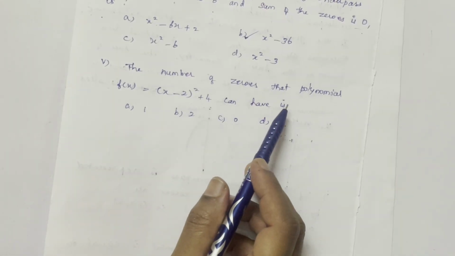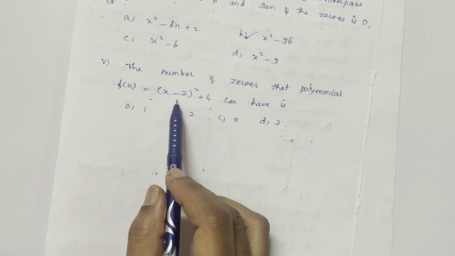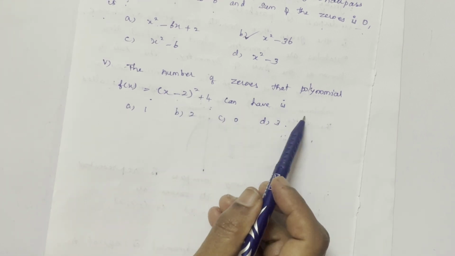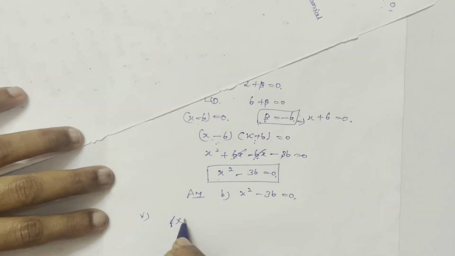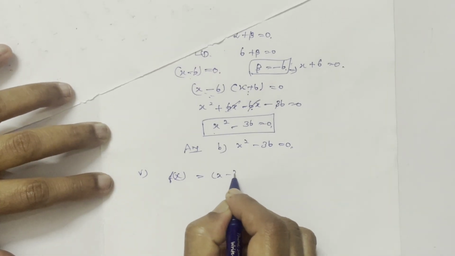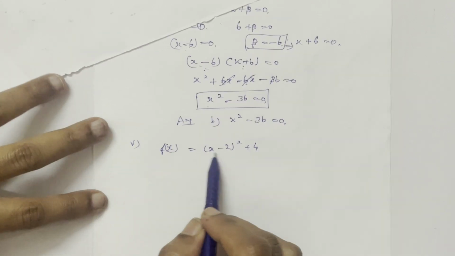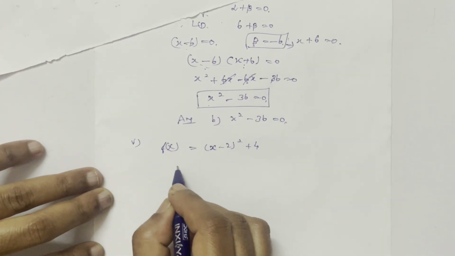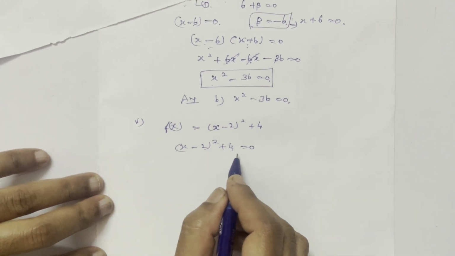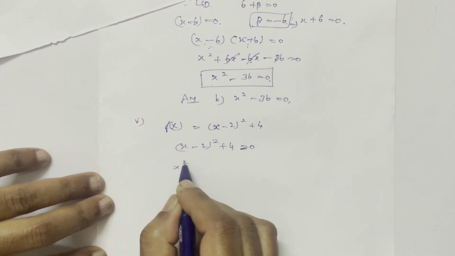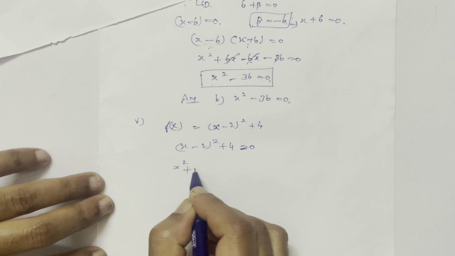The number of zeros that the polynomial f of x equal to x minus 2 the whole square plus 4 can have is? How to find the number of zeros for this equation? F of x equal to x minus 2 the whole square plus 4. Let us expand and find the equation. X minus 2 the whole square plus 4 equal to 0. We have written the equation using the formula for x minus 2 the whole square.